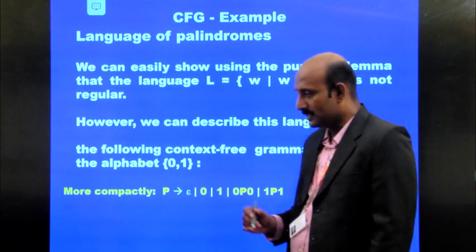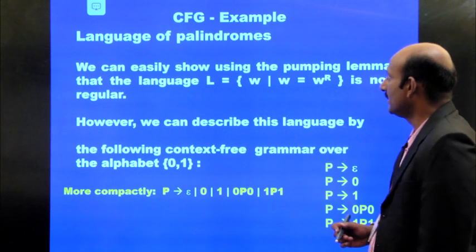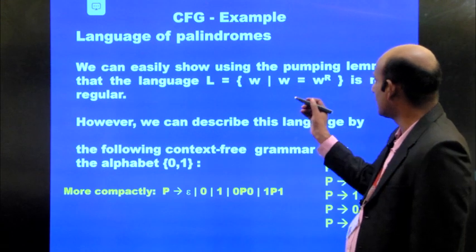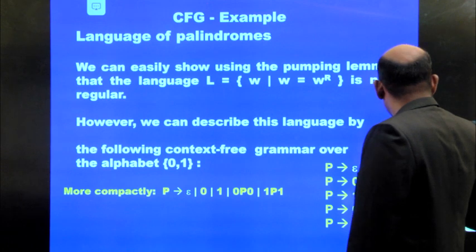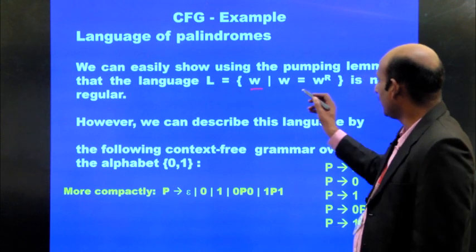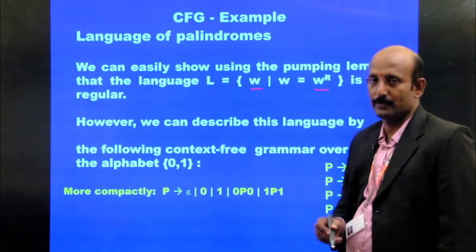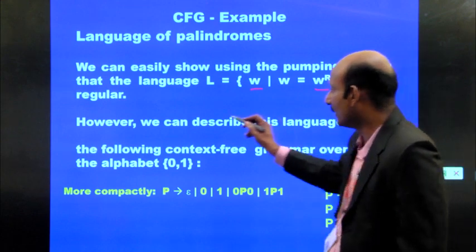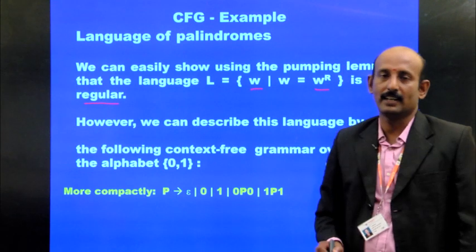Now, by using this context-free language, we can go for the language of palindromes. We can easily show, using the pumping lemma, that the language consisting of strings of the form W equals W power R, where W power R stands for the reverse of the string, is not a regular language. So palindrome is not a regular language.